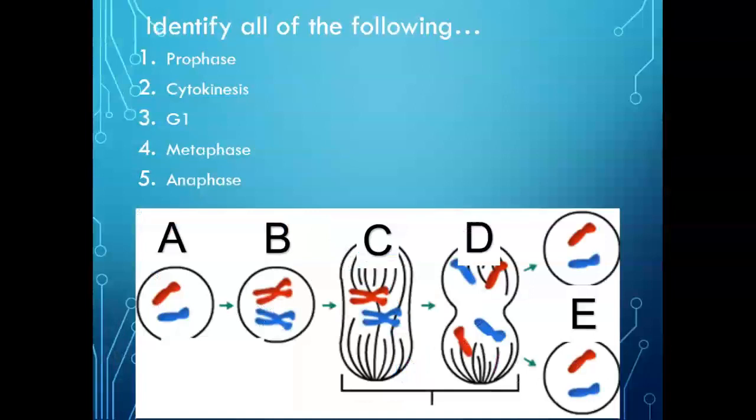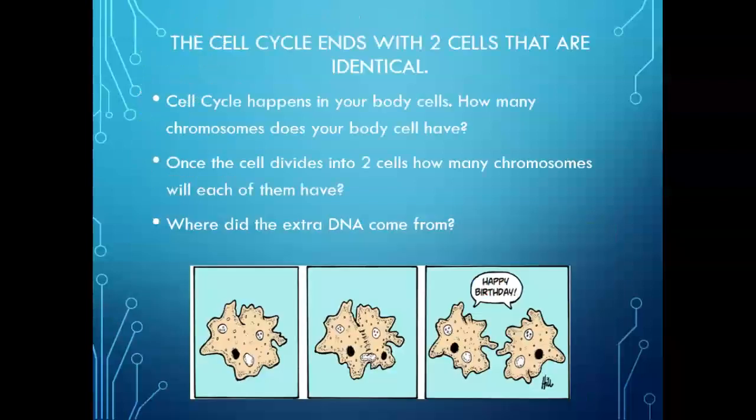So let's practice what you just learned. Identify all of the following. The cell cycle ends with 2 cells that are identical. So it happens in your body cells, not your sex cells. How many chromosomes does your body cell have? Once the cell divides into 2 cells, how many chromosomes will each of them have? And where did the extra DNA come from? I thought this was a cute little illustration just to help us get there.